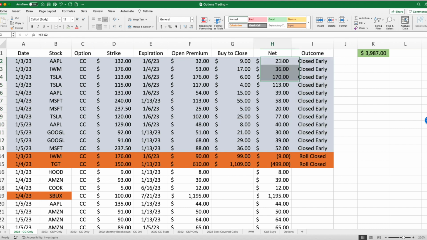And in doing so, I netted a total premium for those 12 positions, those 12 contracts, of $697, guys. So you can see, no matter what happens with these other positions, I have locked in nearly $700 in profit.